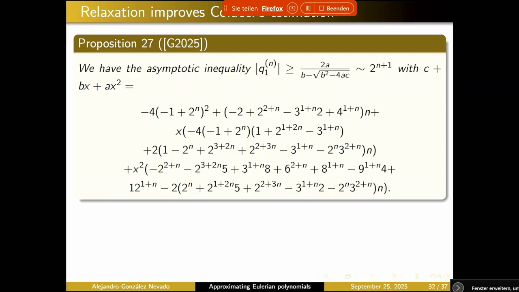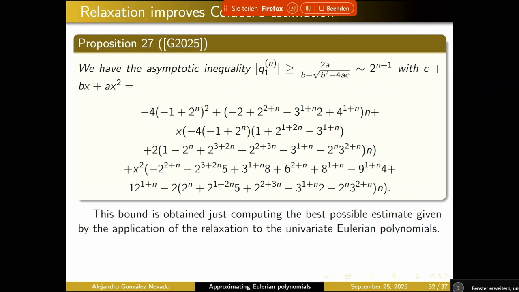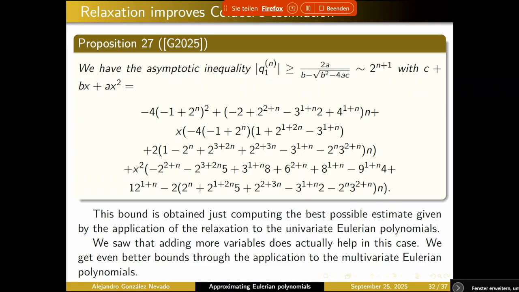If you use the univariate relaxation, you get a 2 by 2 matrix, right? And with that, you already get something that grows as it showed, able to determine the first growth term. So this bound is obtained just by looking at the best possible estimate by the univariate relaxation. In this case, you can use the best possible estimate because the matrix is small. With the univariate relaxation, you have a 2 by 2 matrix, so you can study it directly and just solve the polynomial equation and you find the root. When you have more variables, you cannot do that anymore.